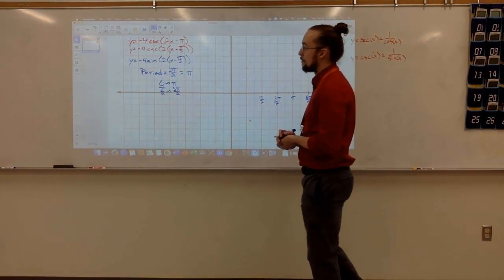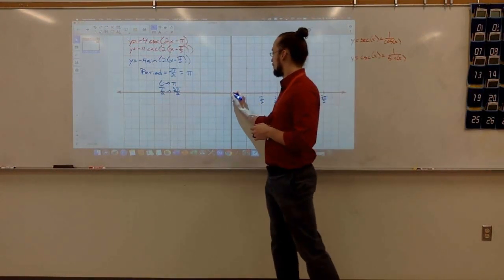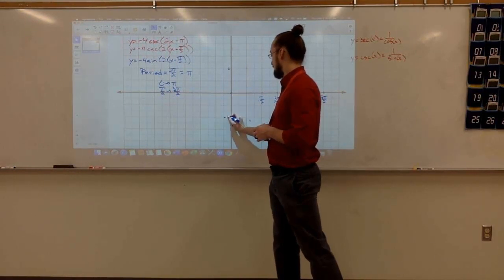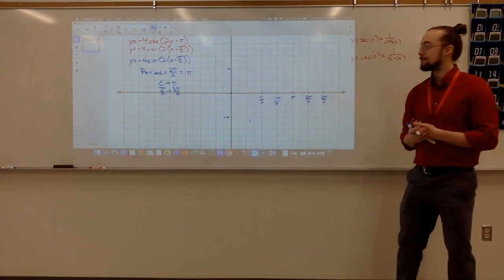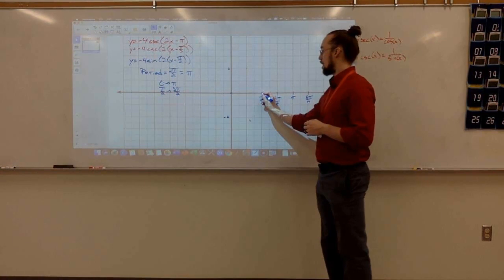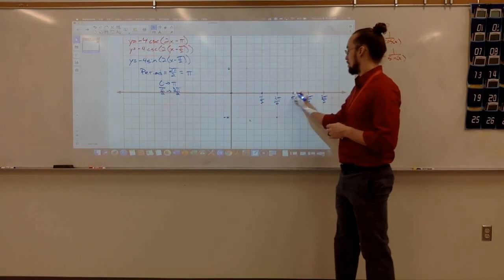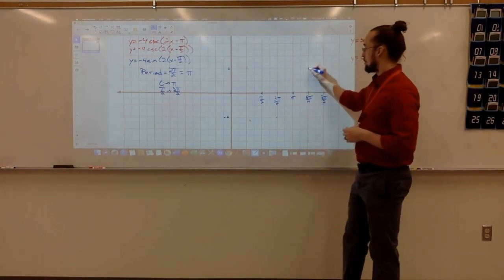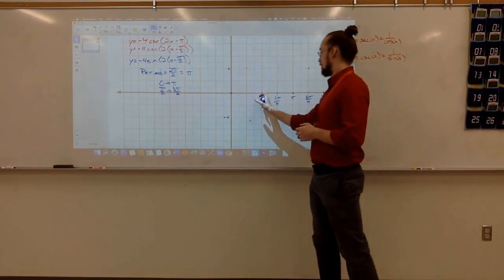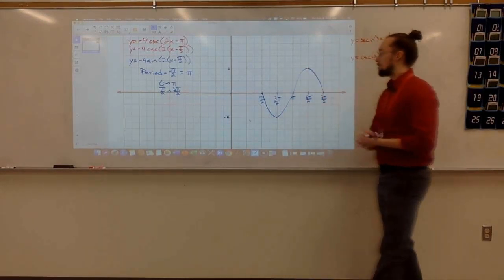And we have an a value of -4. So from my midline, which is the x-axis in this case, I'm going to be going up 4 and down 4 to get to my mins and maxes. It's a negative value. So that means for sine, I'm still starting at 0, but then I'm going to be going down first, then back up to the midline, then to the max, then to the midline. So this would be one period of my sine curve.